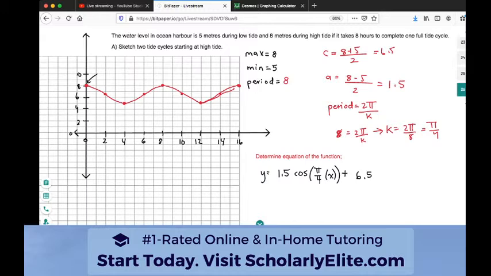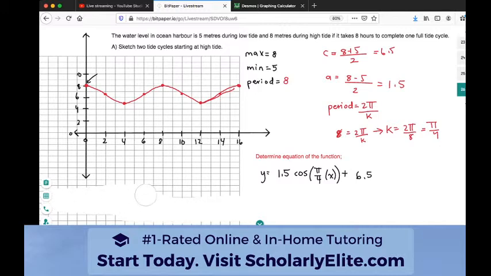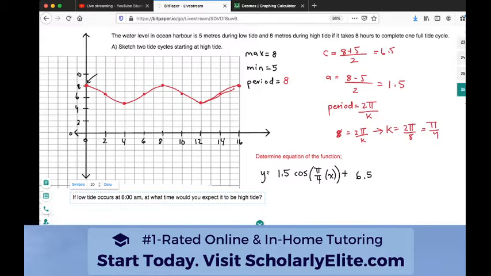That's our function. Now, this type of question gets a little bit nuts in the next step, which is why I chose this one, because I wanted us to talk about how all of this comes together in the word problem world, which is where things get a little annoying sometimes. So over here, it says if low tide occurs at 8 a.m., at what time would you expect it to be high tide? All right, guys, so let's think about that.